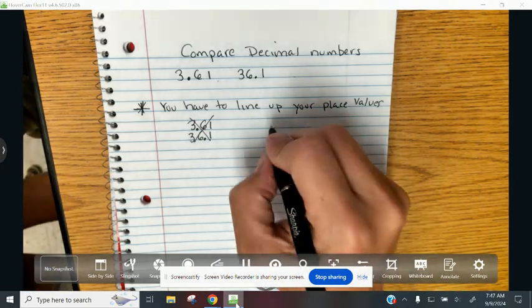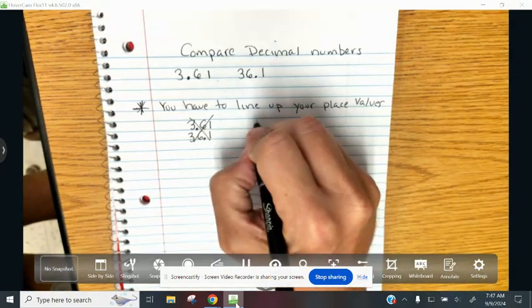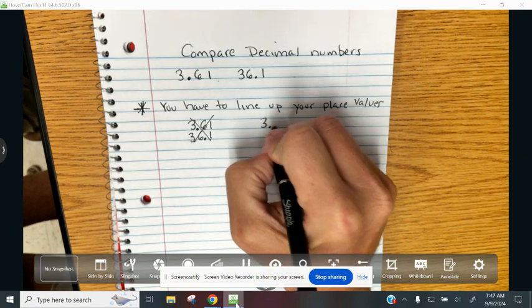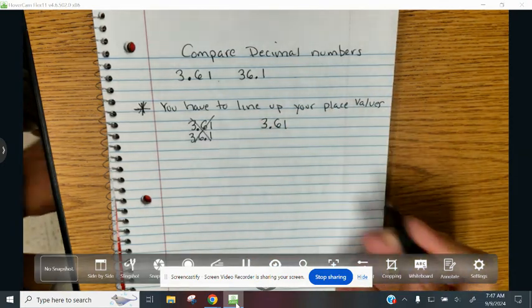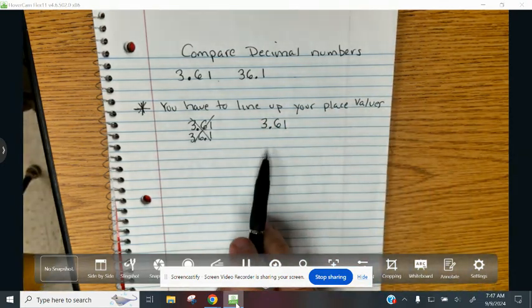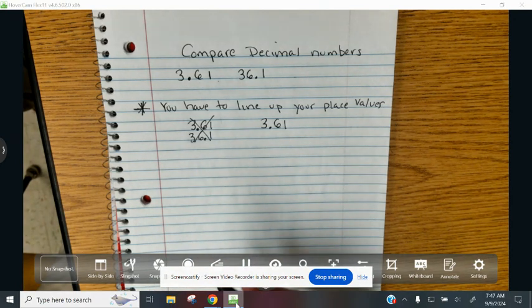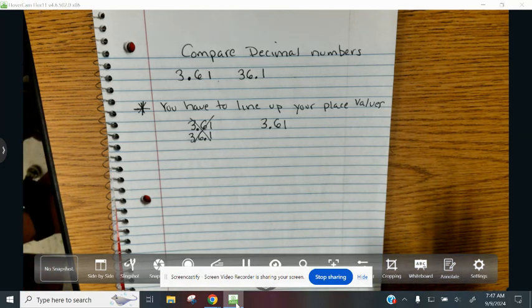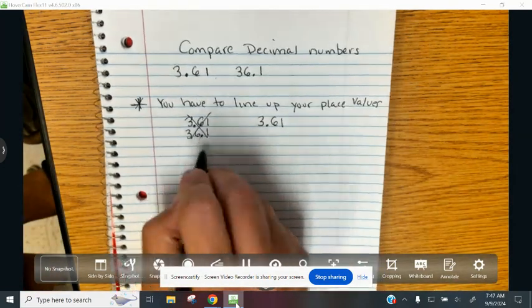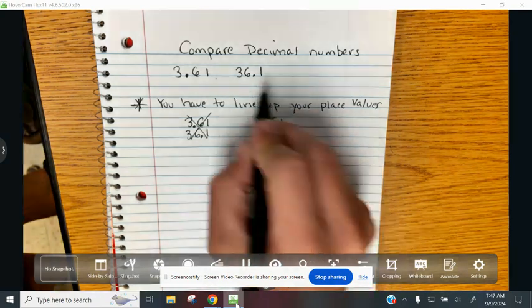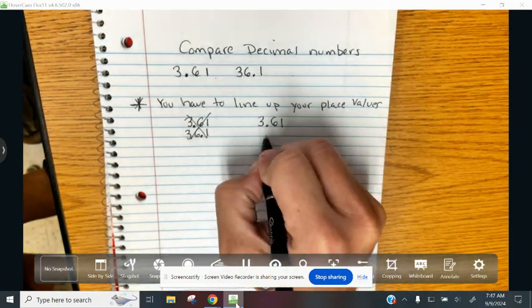And how you're going to do that is, it doesn't matter which number you write. I can write this one first. You just write the first number normally. The second number, you're then going to write by lining up the place values. When you have a decimal, here's what I strongly suggest. For this number, we have 36.1. I'm going to put the decimal down right under the other decimal.